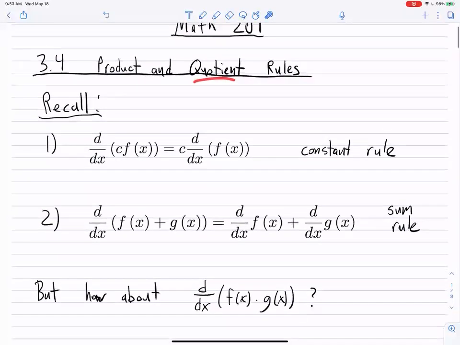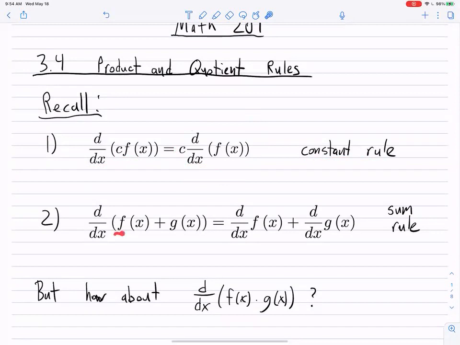So recall, what are the derivatives we know, or some of the rules we know so far? Well, if we take the derivative of a constant times a function, you can pull the constant out, and it's just the constant times the derivative of the function. That's the constant rule. So that allows us to take derivatives of constants times functions.